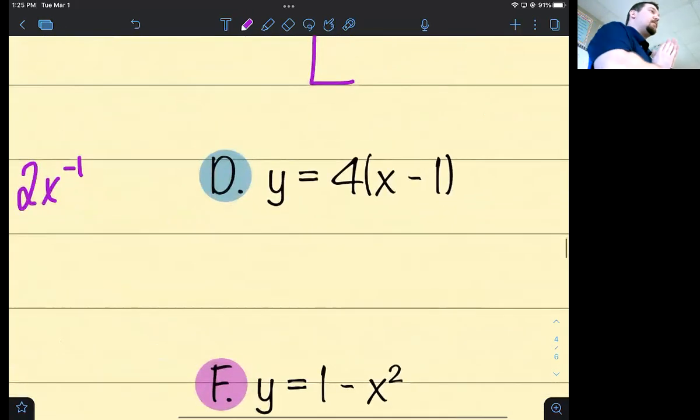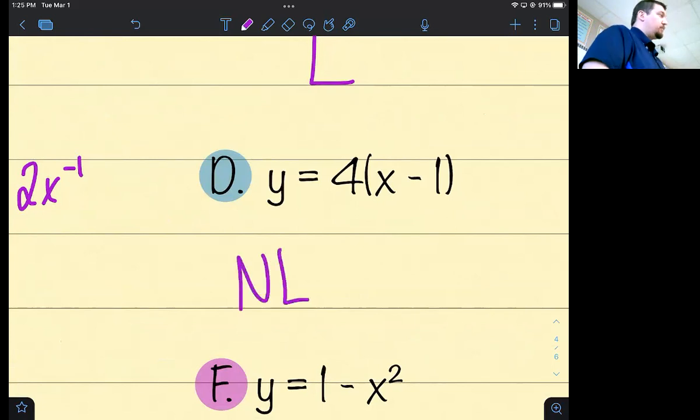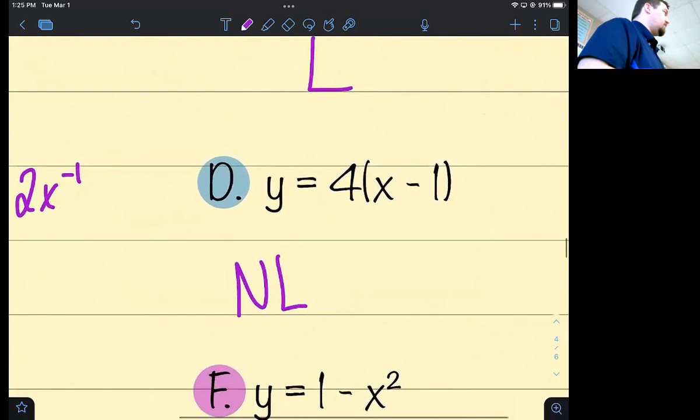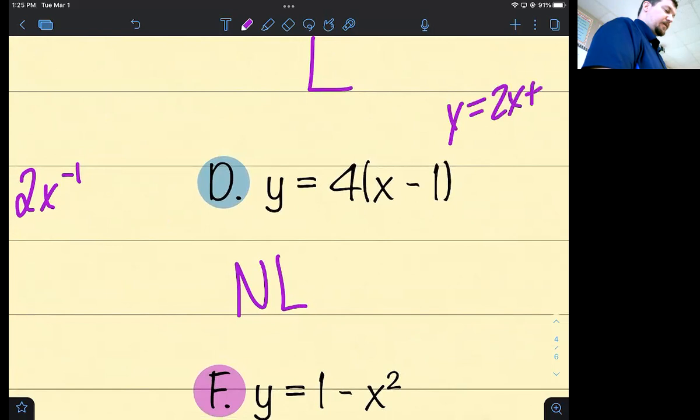What about this one? Linear, nonlinear? Dawson, what do you think? Nonlinear. Why? Is it okay to have a plus or minus after the x? What about y equals 2x plus 6? Is that linear? Okay. So not a good reason.